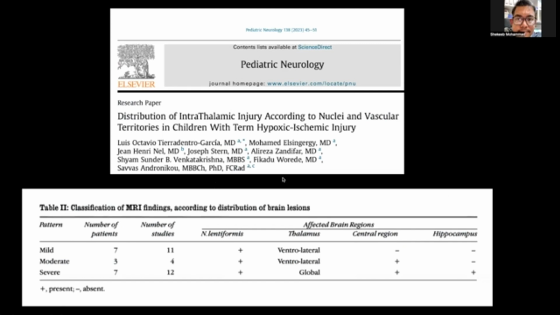This is a very nice paper from this year, which has shown that in this pattern of cerebral palsy due to term HIE, a pattern which includes global thalamic changes and the hippocampus is associated with a severe clinical phenotype, whereas a pattern that is restricted to the ventrolateral thalamus along with the putamen can be associated with a milder clinical phenotype.